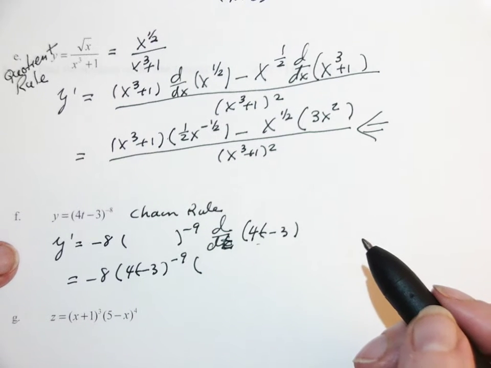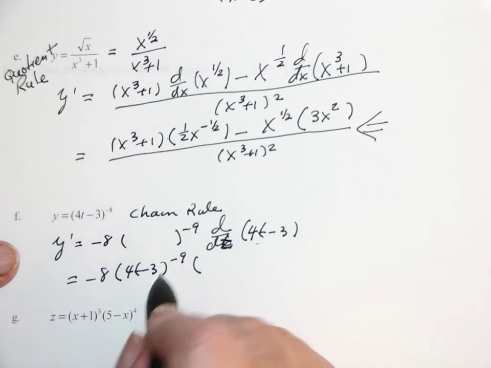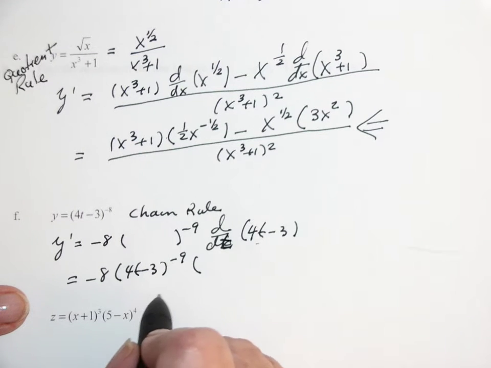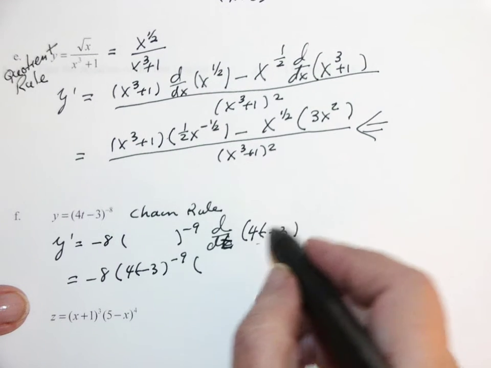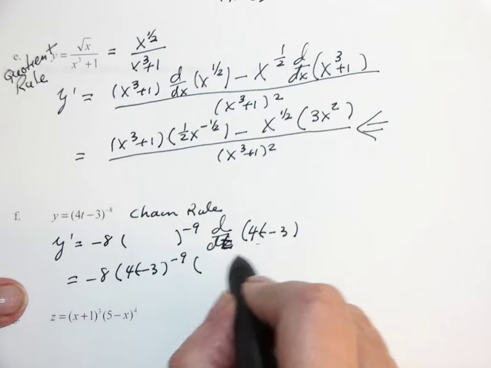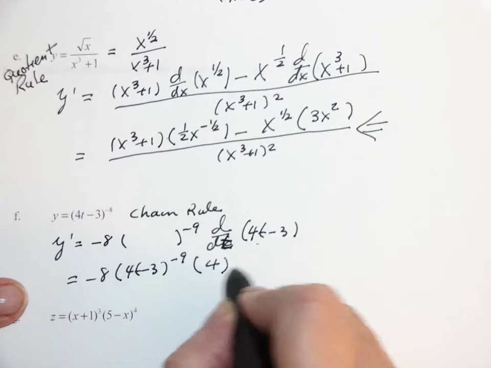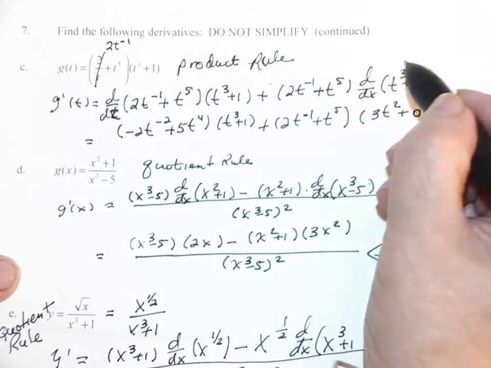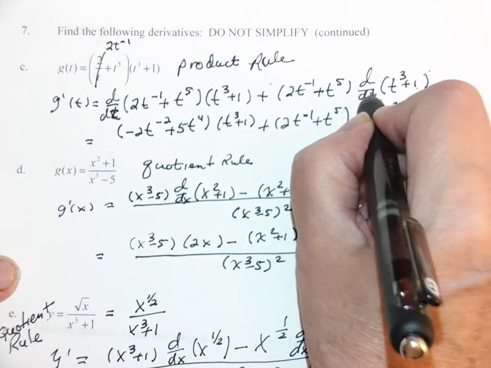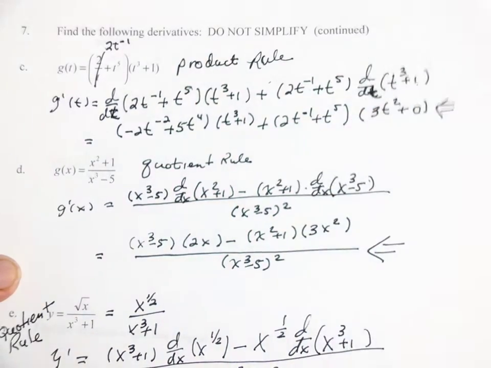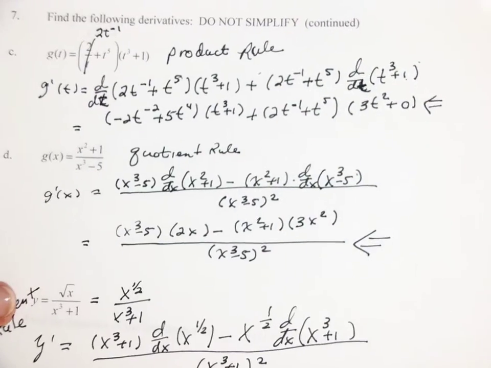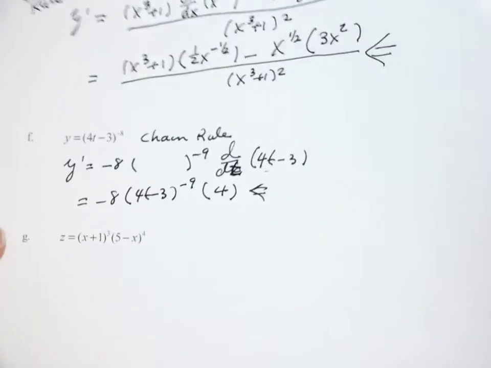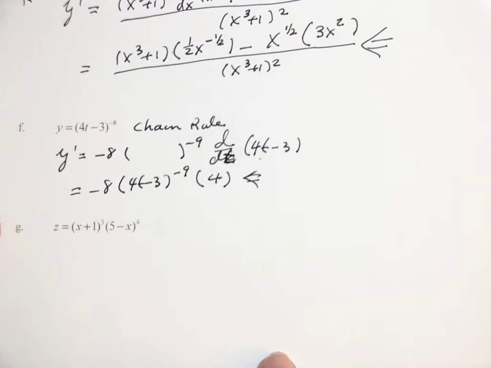And this should be 4. I just noticed that up here, this thing was in t. So this should have been a dt. That should have been a dt. Now you know why I like x's. Why x's are my favorite things.